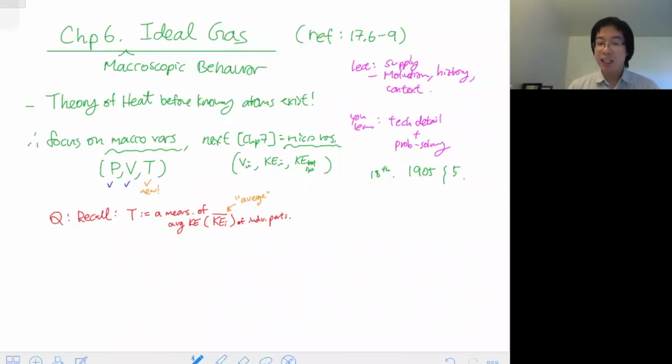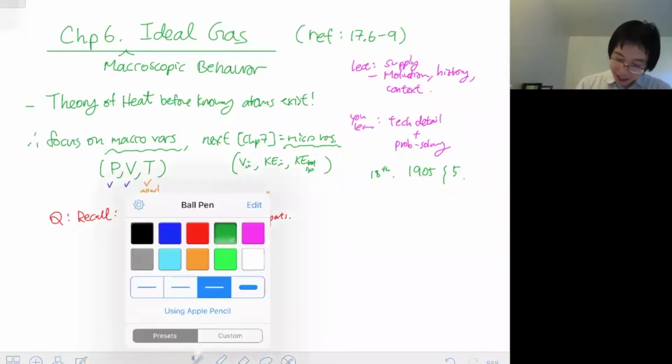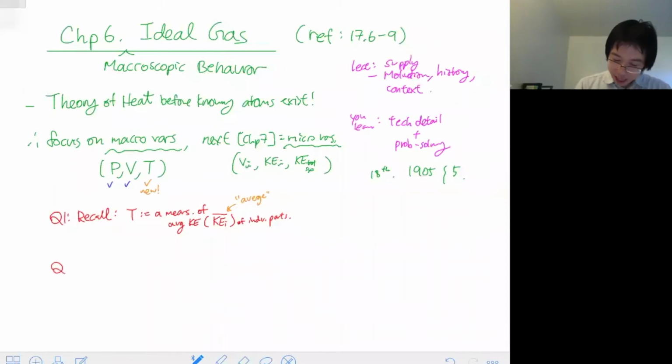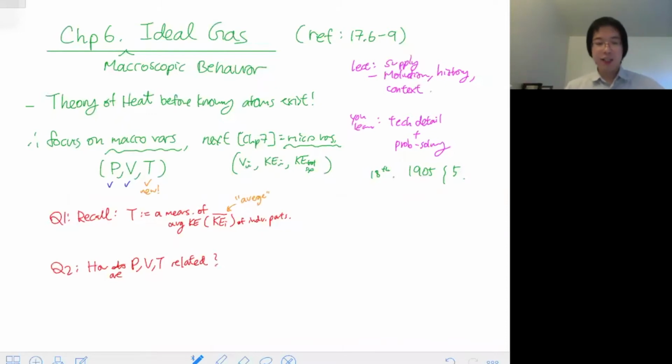So that's one question that we will answer, okay? And another question that we'll answer is, question 2: how are P, V, and T related? How do they interrelate to each other? How do they affect each other?